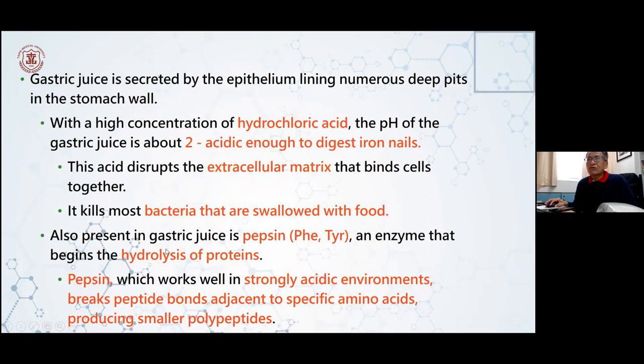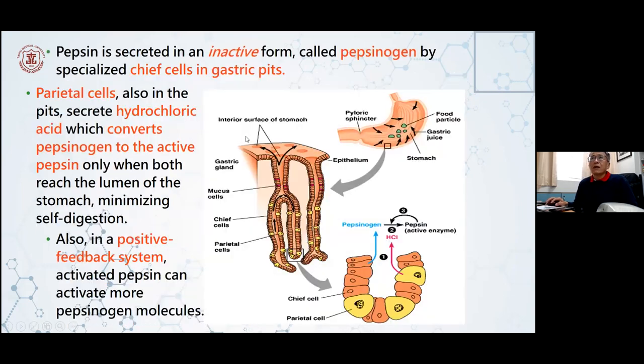So the pepsin in the gastric juice digests protein near phenylalanine and tyrosine and produces small polypeptides. The pepsin is secreted by the wall of the stomach, but initially it is secreted in the inactive form called pepsinogen. The suffix GEN at the end of the word means an inactive form. The stomach wall releases pepsinogen, and then HCl activates the pepsinogen to pepsin.